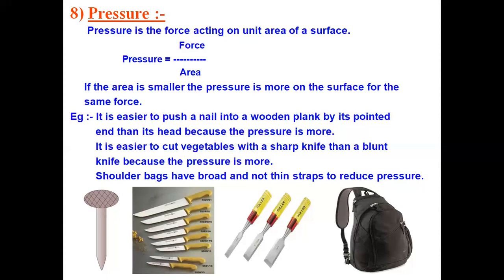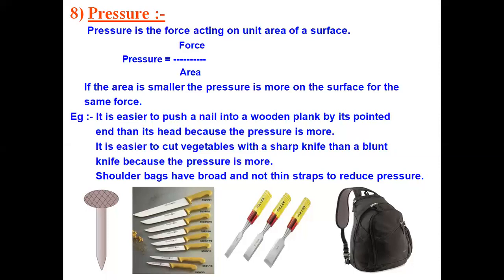You must have seen, see in this figure, this is a nail. We push a nail from its pointed end. Can you tell me why it is so? If the end is pointed, it has less area. The pointed end has less area and it is pushed into a plank by applying pressure. More pressure will be there if there is less area. As we have seen, if the area is less, then it will exert more pressure.